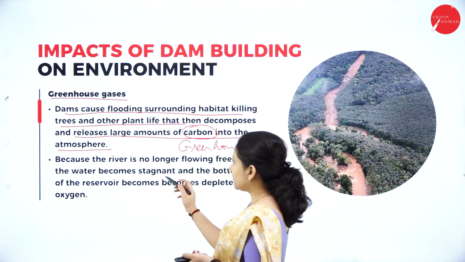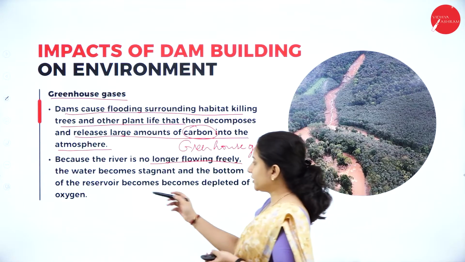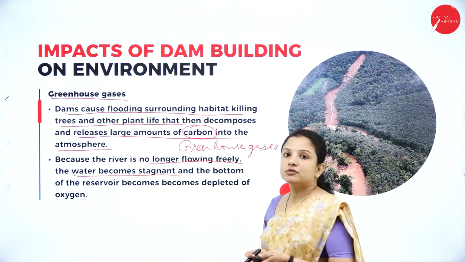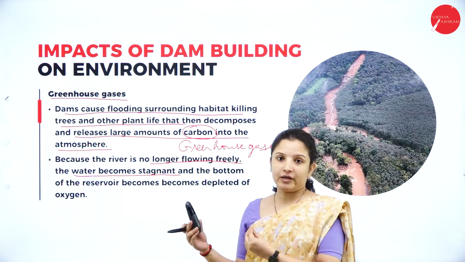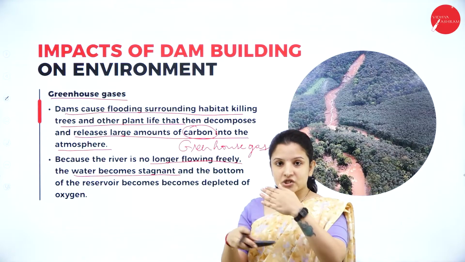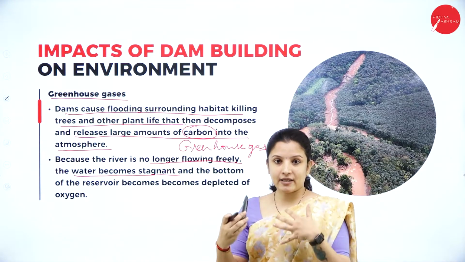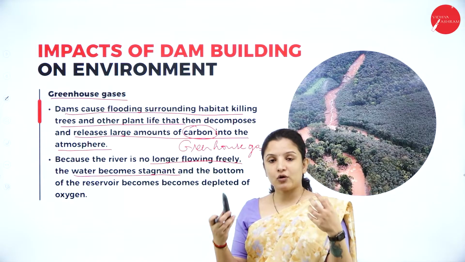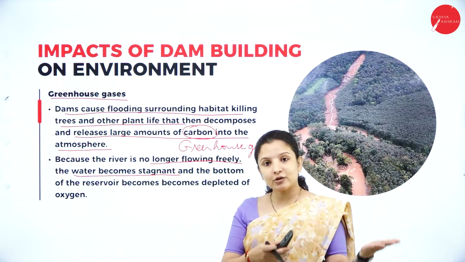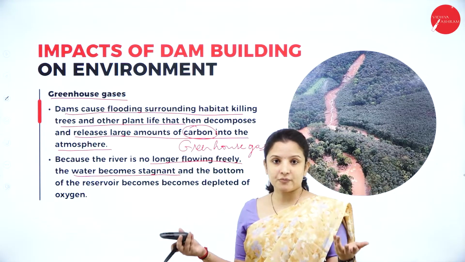And because the river is no longer flowing freely, the water can also become stagnant. Freely flowing water gets replenished every time. So when it is free flowing, all the dead plant debris or logs, dead animals, fishes, whatever is there in the water, will freely flow off from one place to another. It will not cause much of a problem.